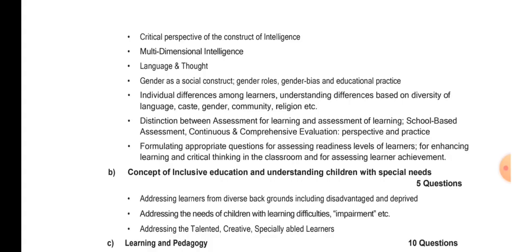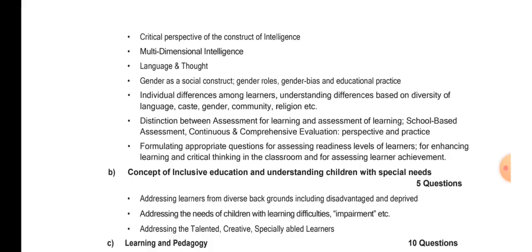All right. Now, formulating appropriate questions for assessing readiness levels of learners for enhancing learning and critical thinking in the classroom and assessing learner achievement. Now you have to know how to formulate, how to use different types of tactics and aspects, and different types of strategies in order to set questions according to the level of understanding of the learner. Like, there are high order questions, middle order questions, low order questions, right?